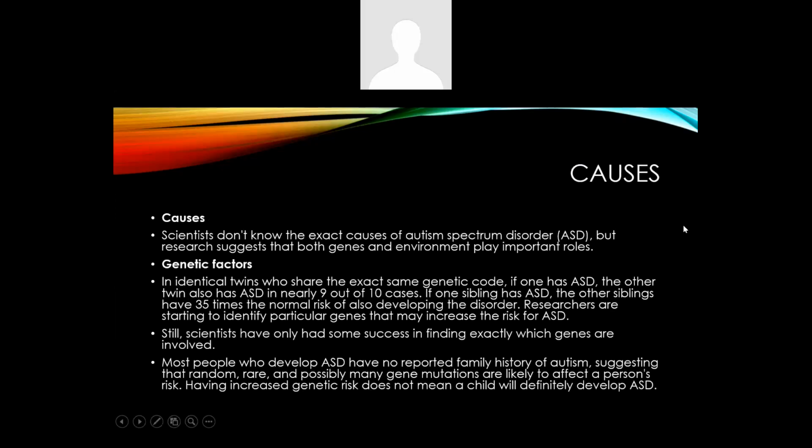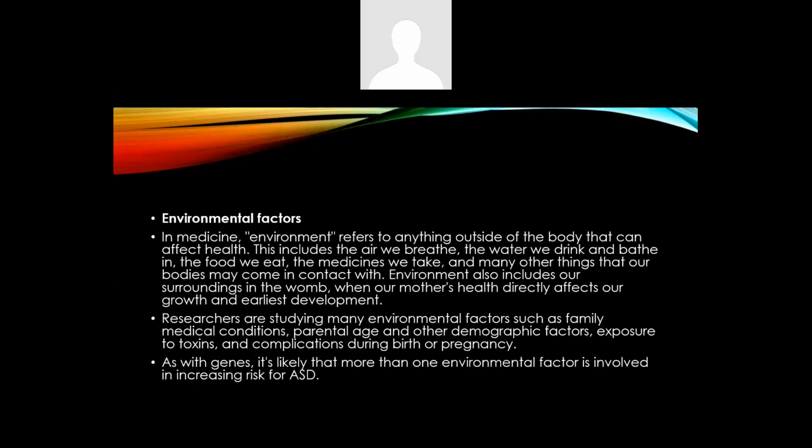I'm not going to spend a lot of time talking about this, but I did want to have at least a slide noting that we really don't know the exact cause of autism spectrum. There is some research suggesting that it is a combination of genetics and environment. And you can read a little bit more on some of that on this slide. Here's the environmental section. Environment refers to anything outside the body that can affect health. There are some people who are thinking that a lot of the pollution that is coming into our current environment might be a part of that.